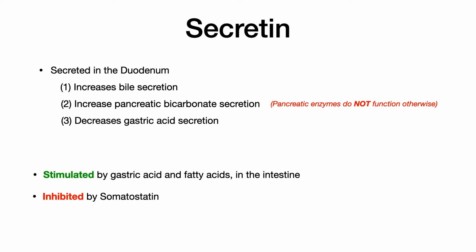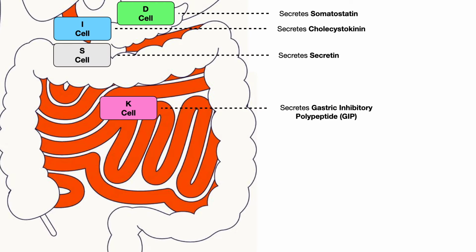As far as it being stimulated by gastric acids and fatty acids in the intestine, well, if you have stuff in the intestine, secretin wants to break that stuff down, so it causes bile release and pancreatic bicarb release, but it's decreasing gastric acid secretion because, again, secretin is recognizing that we're transitioning from mechanical digestion, which occurs in the stomach, to more of a chemical digestion and absorption, which occurs in the intestine. That is secretin.